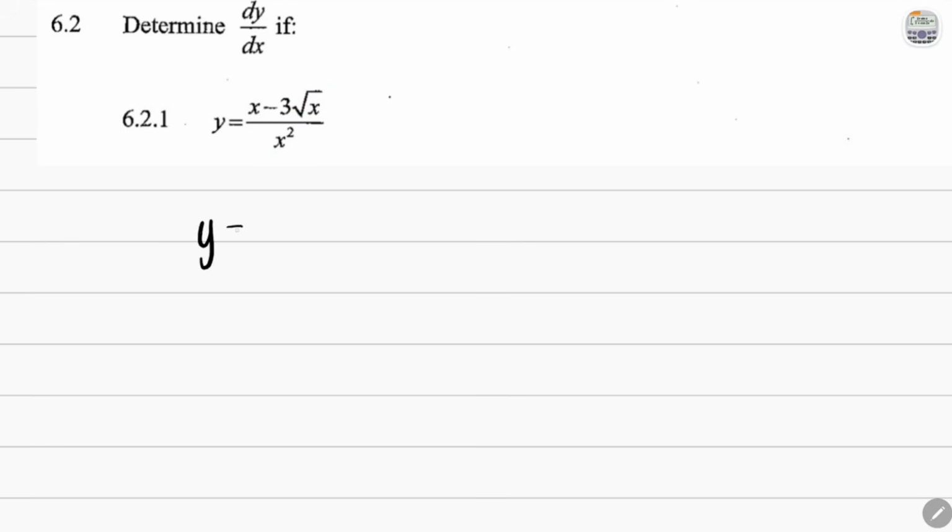So let's rewrite this as y equals. We can start by separating these. There's a minus because you had two fractions with the same denominator, and you just put them together over their common denominator. So we can separate them by writing this separately. So this is x over that denominator, x squared, and then it's minus 3 square root x over x squared. Now, of course, at this point, you can also fix this.